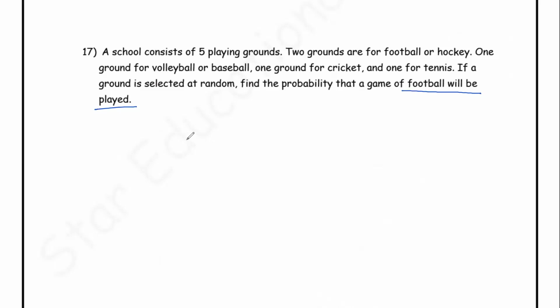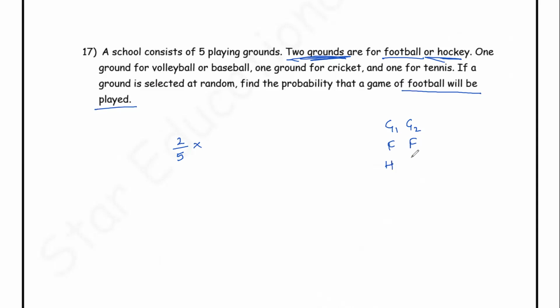played. So first of all, football has 2 grounds. Football or hockey has 2 grounds. So out of 5, the probability that a football game is played is first you have to select the number of grounds where the football is being played. So 2 out of 5. Then multiply that with the probability that on those 2 grounds we can have both games being football being played on that ground.